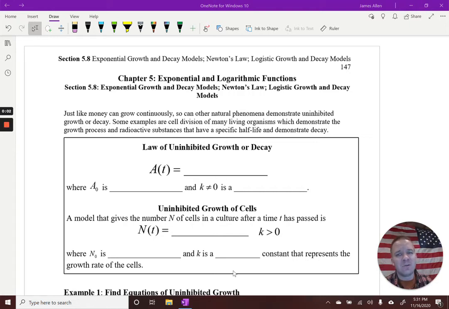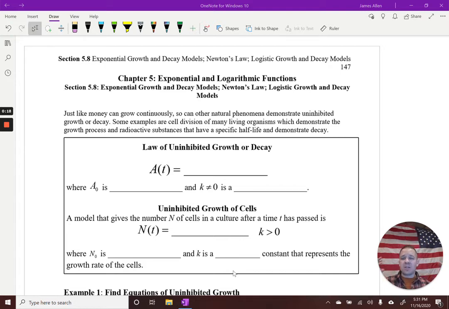All right. We've got ourselves some exponential growth and decay models, Newton's law of cooling. That's going to be applicable to you guys if you're taking a pizza out of the oven and you don't want to burn the roof of your mouth. That's the worst. Then we've also got logistic growth and decay models.